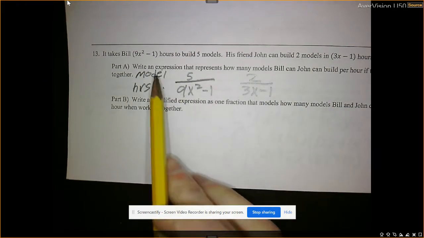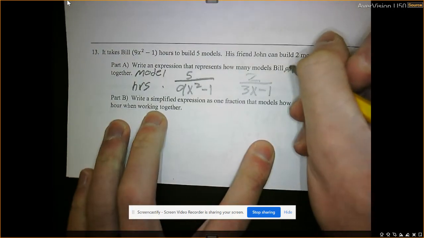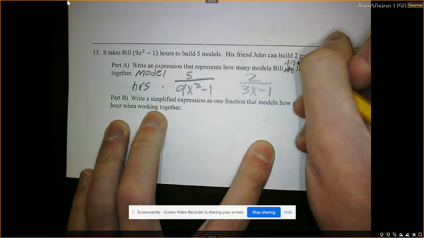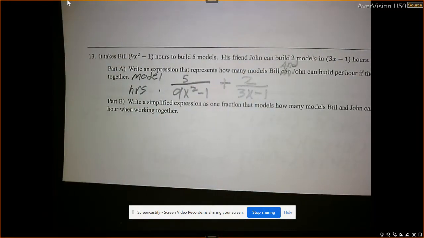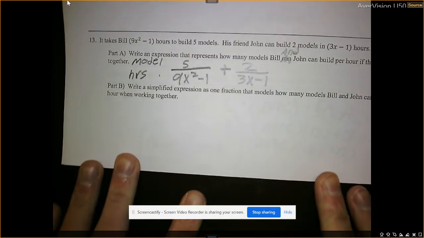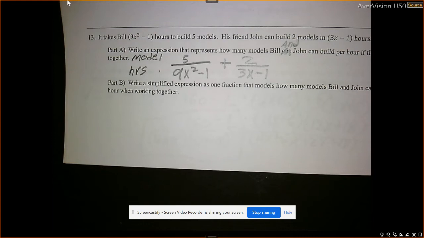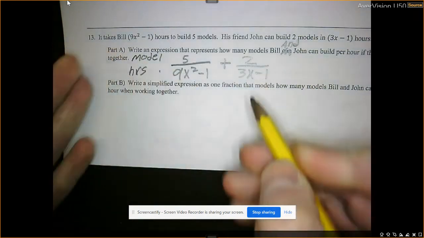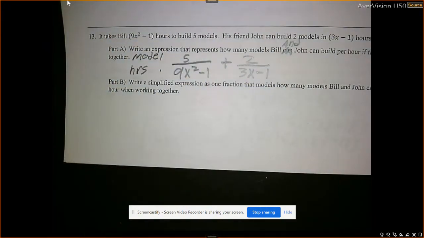And we want to write an expression for how many models Bill and John can build per hour if they work together. That means you're adding them. If they're working together, you're adding their rates together. If we're trying to write a simplified expression as one fraction that models this situation, that just means we are trying to add them. We need to find a least common denominator in order to do that.